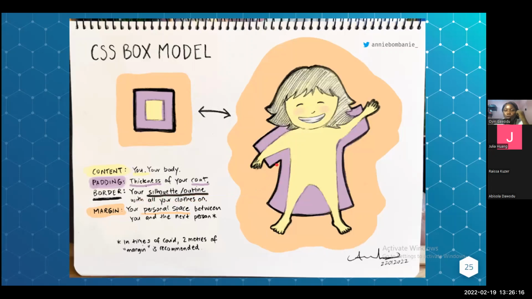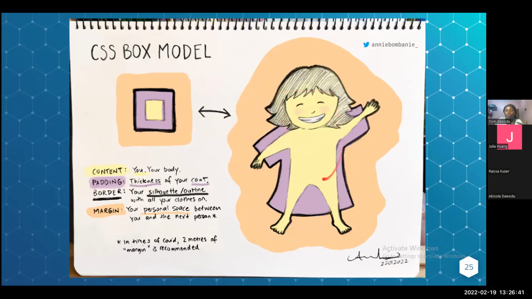If you look at these clothes, you will notice an outline around them. You can see the clothes outline, right here. That is the border. And then your margin is the personal space between you and the next person. So imagine there's a next person after you. The space between you is your margin.